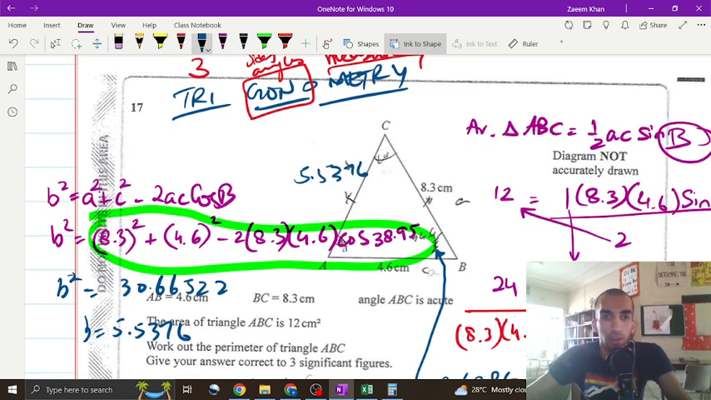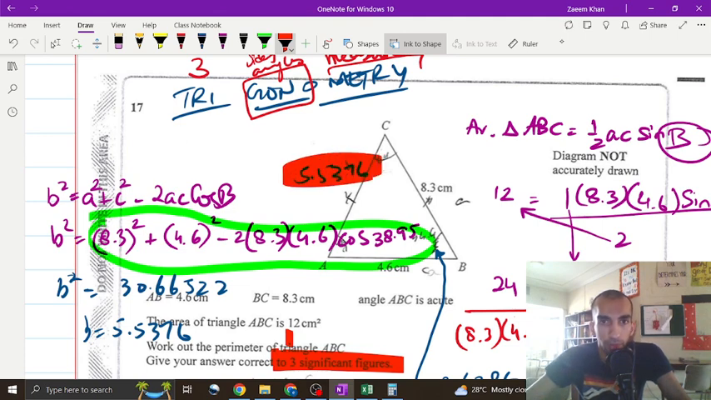5.5376. And the question asks the answers should be up to how many significant figures? I'm highlighting it for you down here. 3. Currently, we've got how many? 1, 2, 3, 4, 5 significant figures. Can you round this off to 3? 5.54. Indeed.